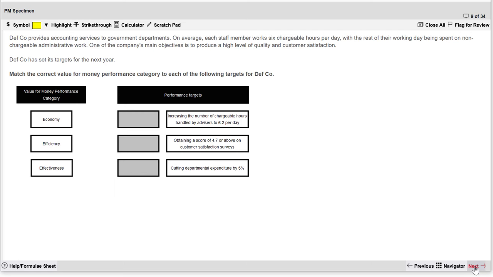Then I'm going to go back and I'll do the easier numerical ones. And when 50 minutes are up, I'm going to move on to Section C.